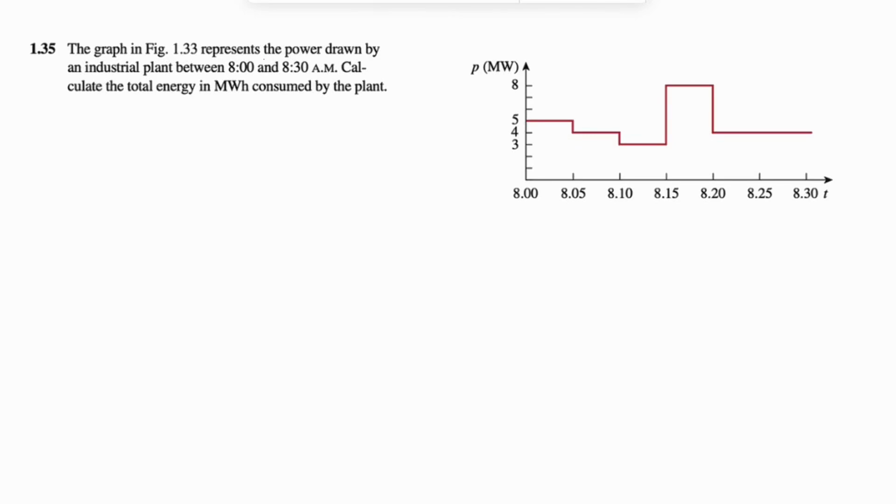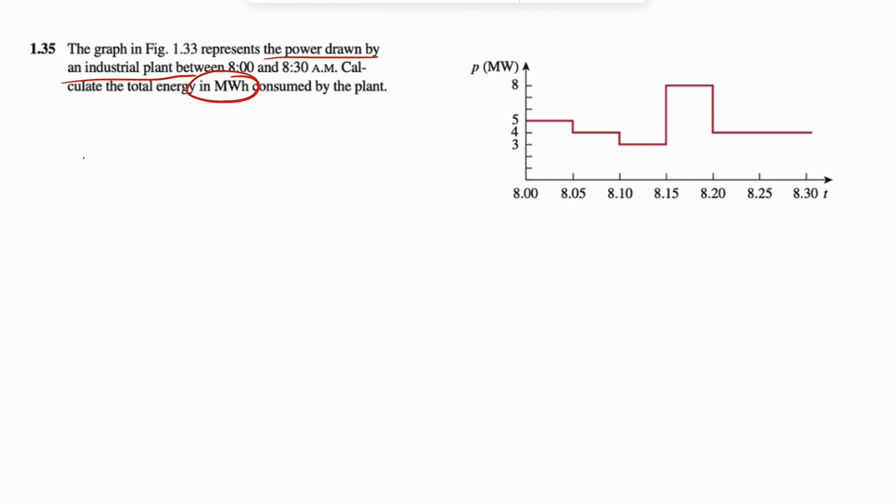Okay, so welcome back. We're going to be solving question 35 from Fundamentals of Electric Circuits. In this question, we have this graph on the right-hand side that represents the power drawn by an industrial plant between 8 to 8:30 a.m. We need to calculate the total energy in megawatt hours consumed by the plant.